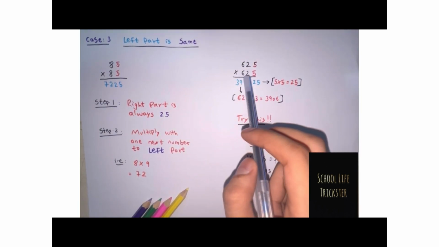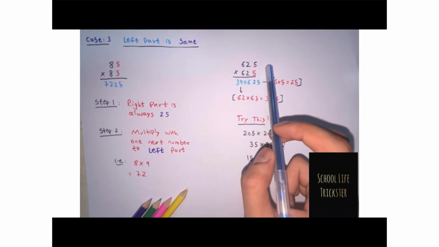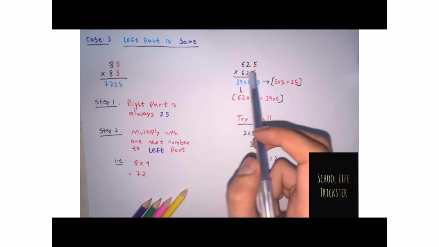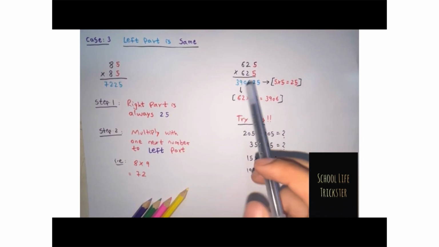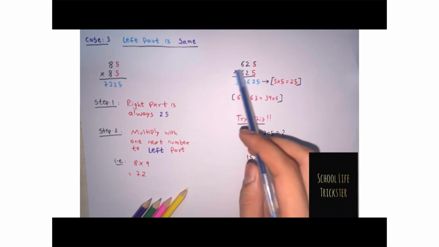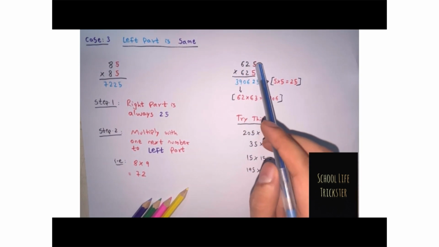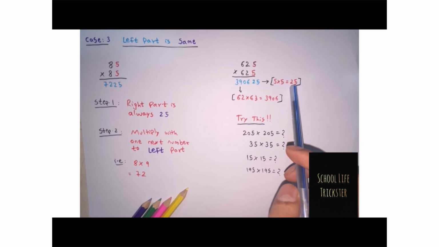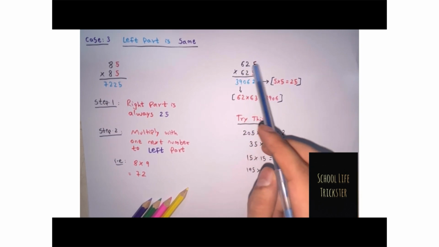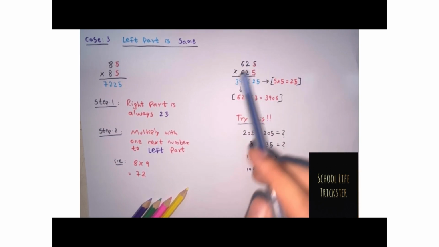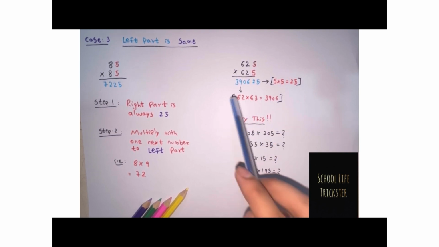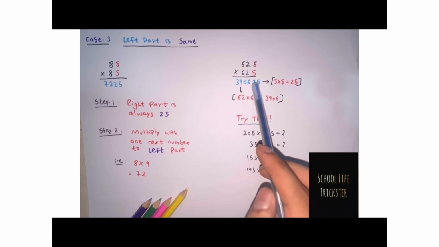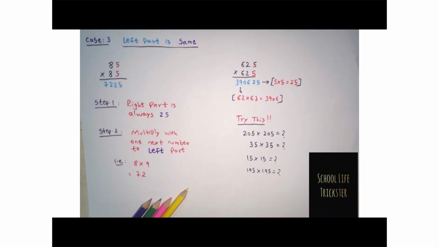This is exactly the sum which my school teacher once asked in the classroom, and only I was able to answer this because I knew this trick at that time. Now what is this trick? 625 into 625. Now 5 into 5 is 25. Now multiply 62 into the next number, that is 62 into 63, which is 3906. So write it down, 390625. Now try this.